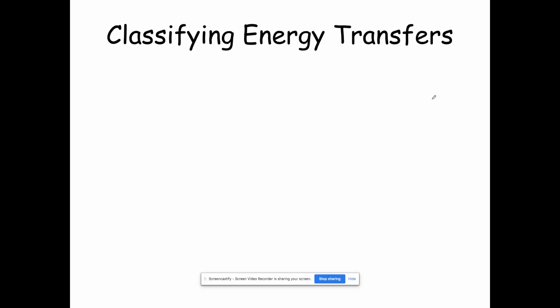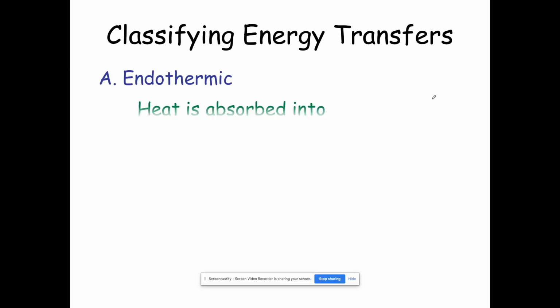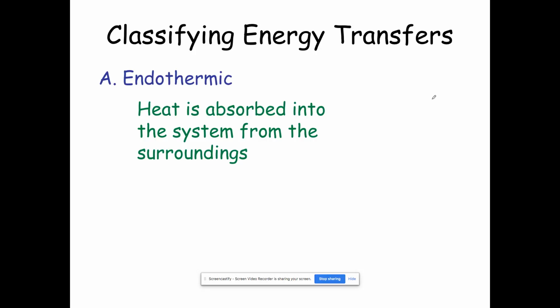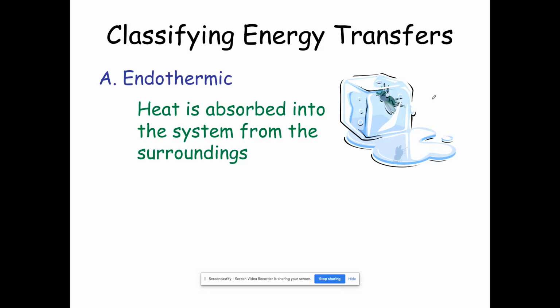So energy can either be taken in or given off, and hopefully you remember these words. Endothermic meaning heat is absorbed or taken in. If heat is absorbed, the surroundings are going to feel cold. So the ice cube is taking heat in from the air, from the table. That's why it melts. The table is going to lose heat, and that's why it's going to feel colder.